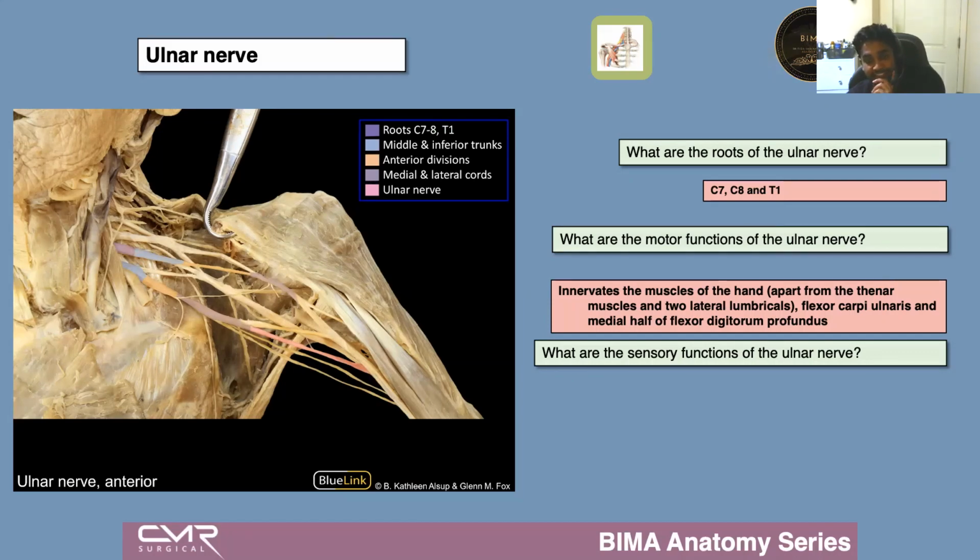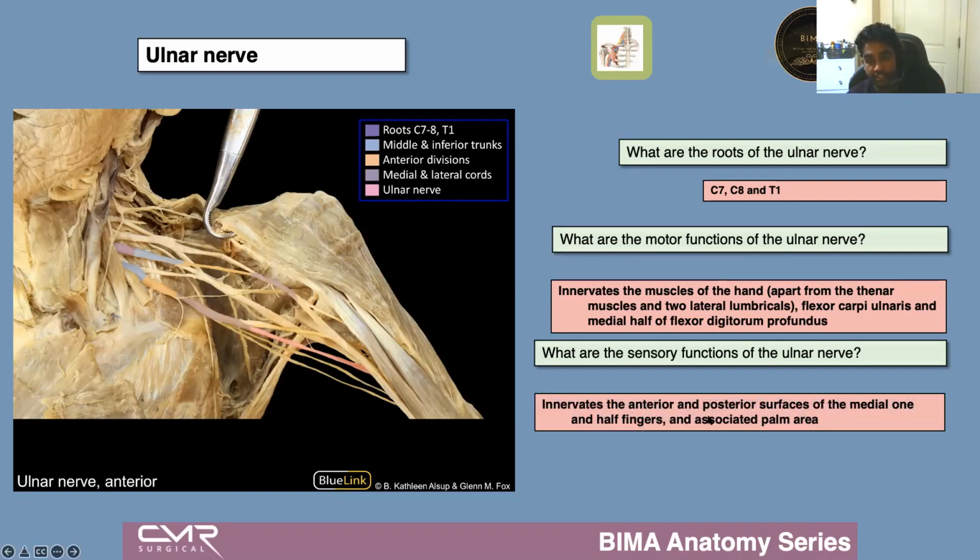Faster there's an answer, less likely to overrun. Also, if there are any questions so far, yeah, so it's the anterior and posterior surfaces of the medial 1.5 fingers. So the median nerve was the 3.5. So this is just that 1.5 and the palm area. Okay. So any questions so far though of everything we've gone through with the brachial plexus? Because I know the brachial plexus is something that has a lot of information to digest.